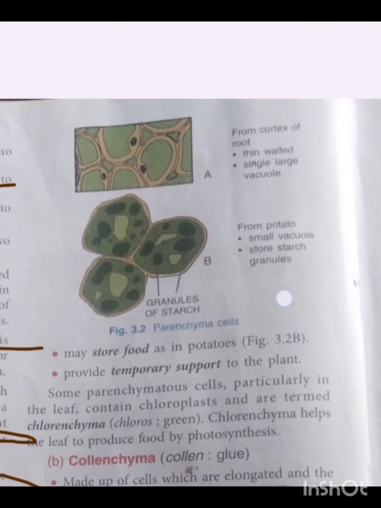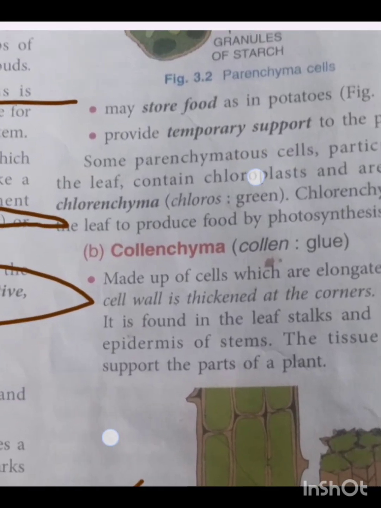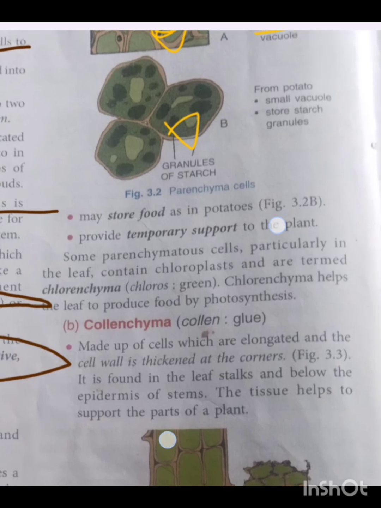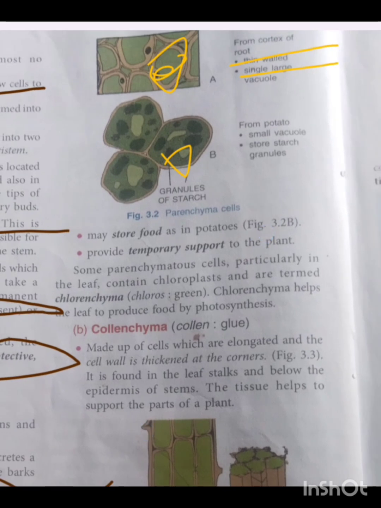Here you can see the figure. Granules are present here, and thin walls with a single large vacuole. After that, this point is written here: may store food, as in potatoes. Parenchyma also stores food like potatoes. It provides temporary support to the plant, and this is the main point, it also gives support.